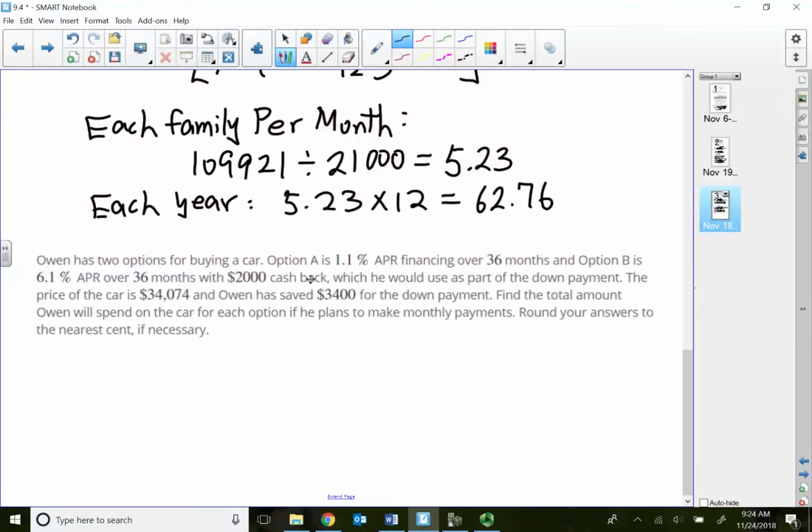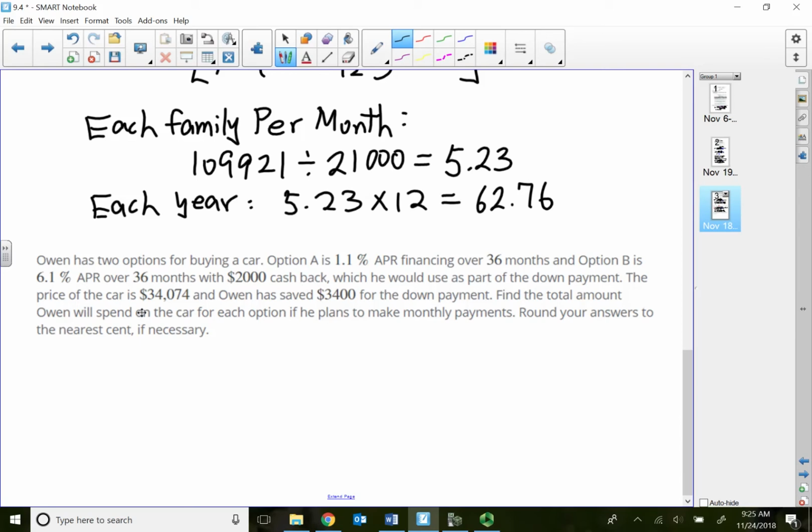Owen has two options to buy a car. So this problem is a little bit of work. Option A, 1.1% APR financing over the next 36 months. And option B is 6.1% APR over 36 months with a $2,000 cashback, which he would use as part of the down payment.